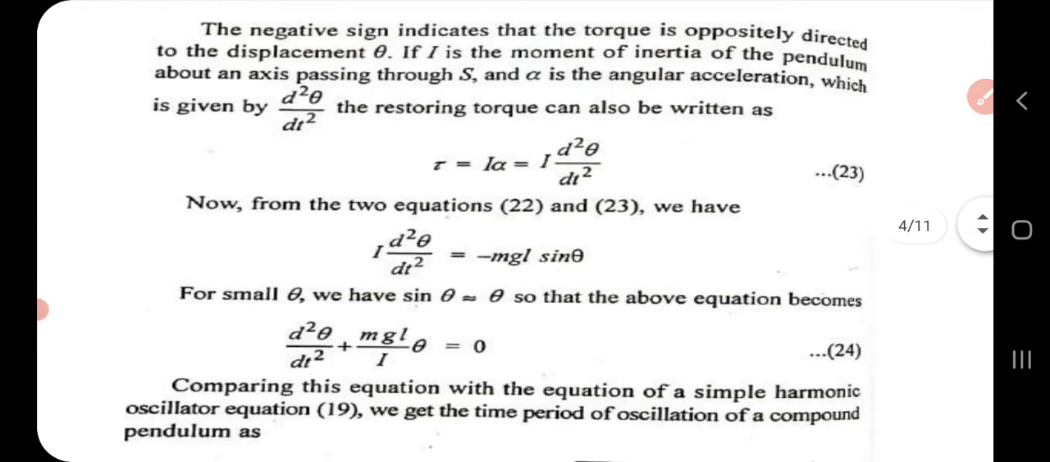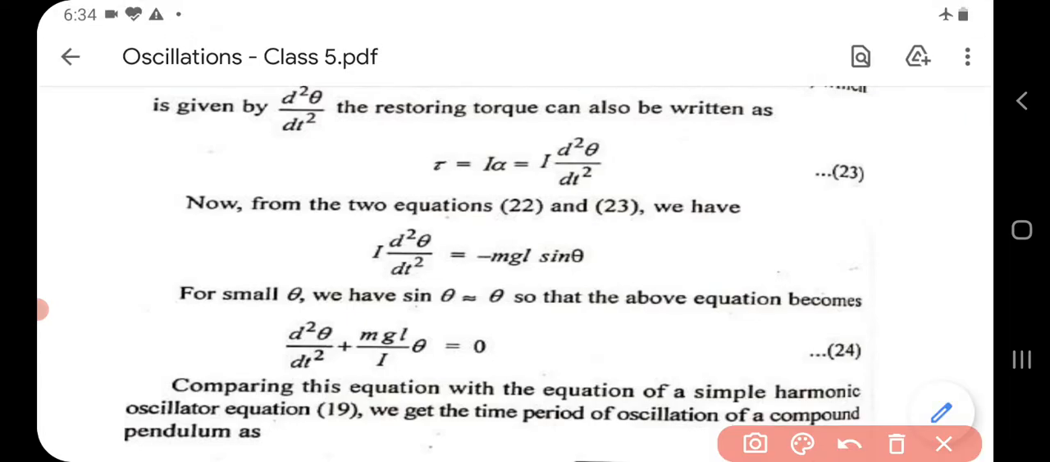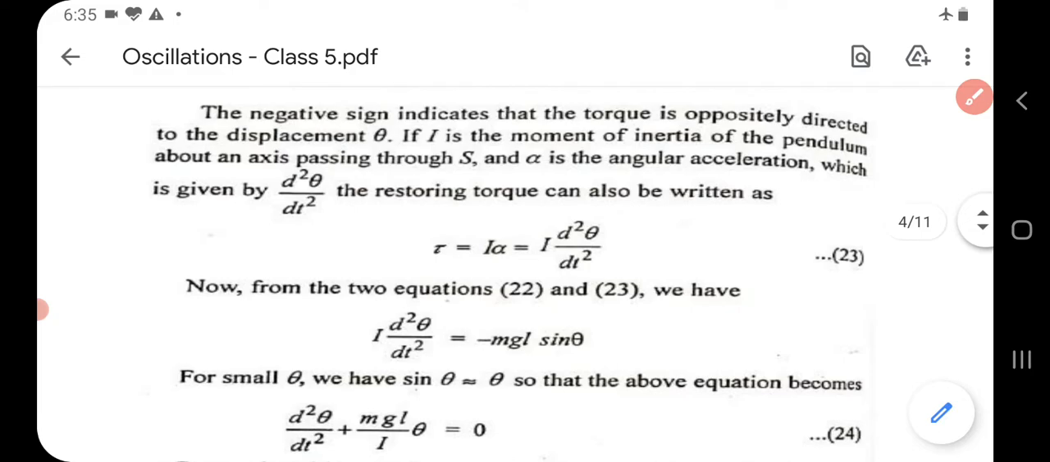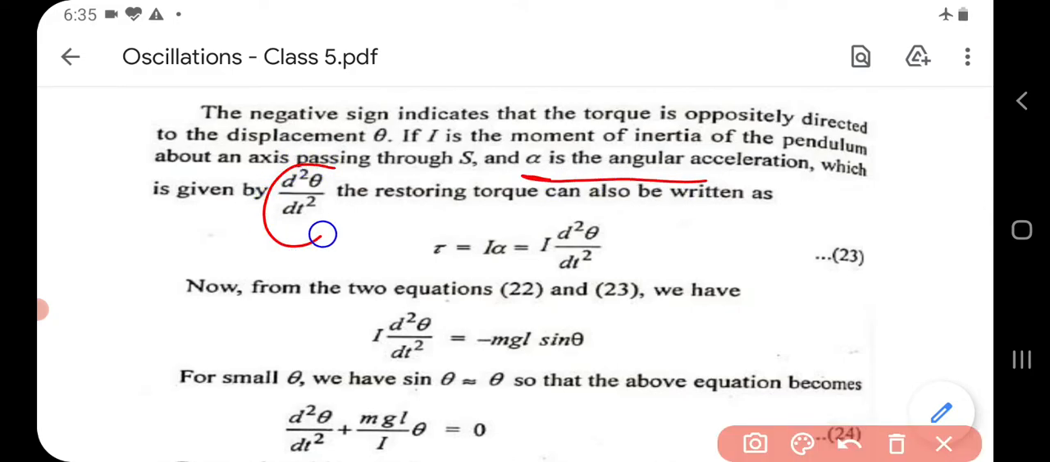Now this slide is also similar to what we have written for the simple pendulum, with just a few changes. So compare these two and study. Here let I be the moment of inertia and alpha be the angular acceleration, given by d square theta by dt square. Then the restoring torque is again tau equal to I alpha, that is I d square theta by dt square. Now just compare equations 22 and 23. The LHS is the same torque, so you can equate the RHS and we will get an expression like this.